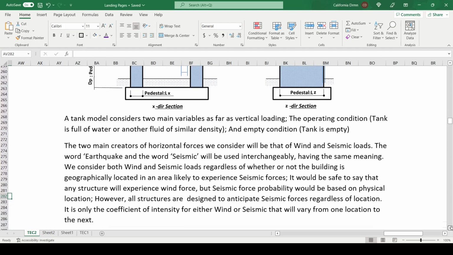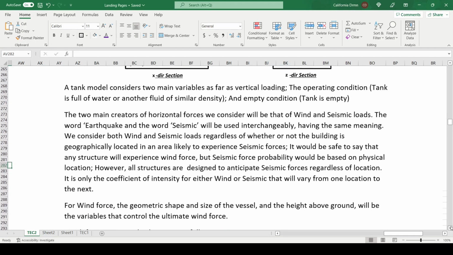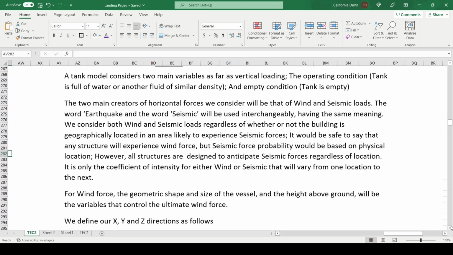The two main creators of horizontal forces we consider will be that of wind and seismic loads. The word earthquake and the word seismic will be used interchangeably, having the same meaning. We consider both wind and seismic loads regardless of whether or not the building is geographically located in an area likely to experience seismic forces.